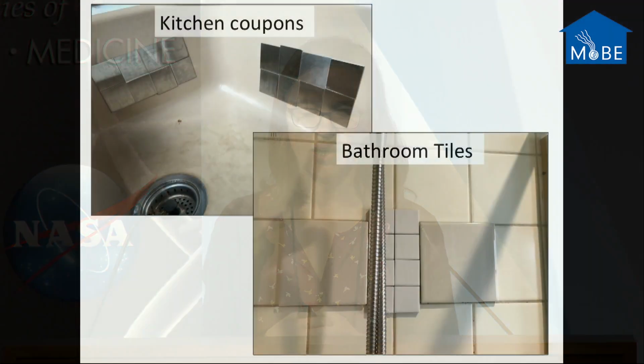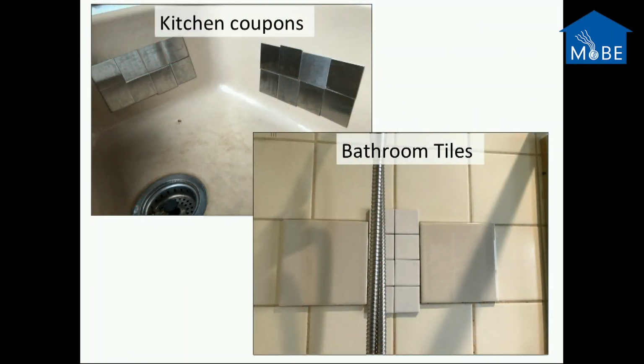So what we have done, in collaboration with some engineers and chemists, is look at the microbes on surfaces in homes and the associated chemical signatures that they produce. So we put out these common materials in homes. We refer to them as kitchen coupons and bathroom tiles. These sit out for a month. Then we take them back to the lab and can use different analytical approaches to see what the microbiological and chemical communities associated with these surfaces are.